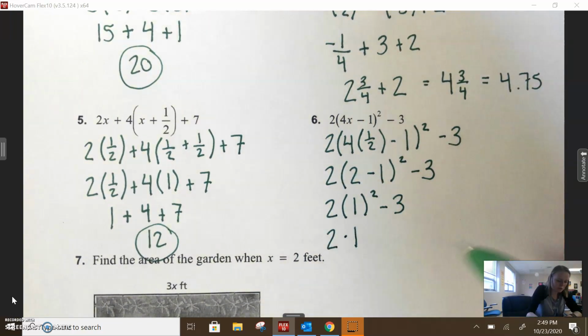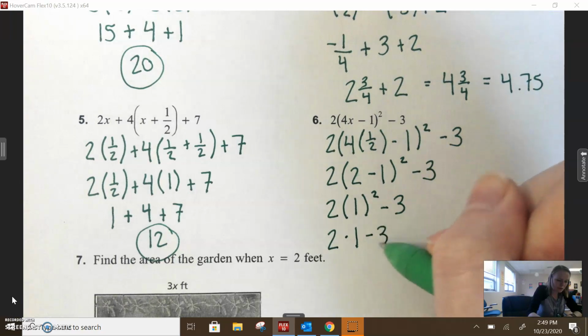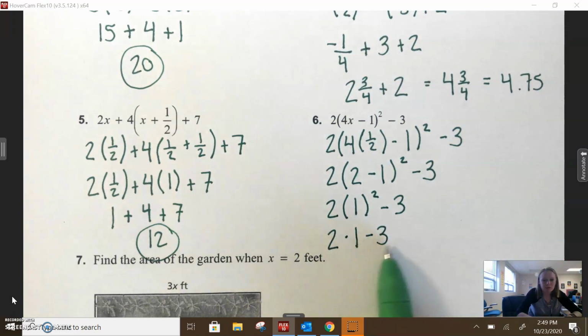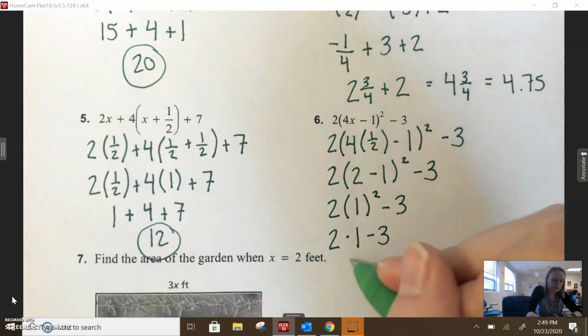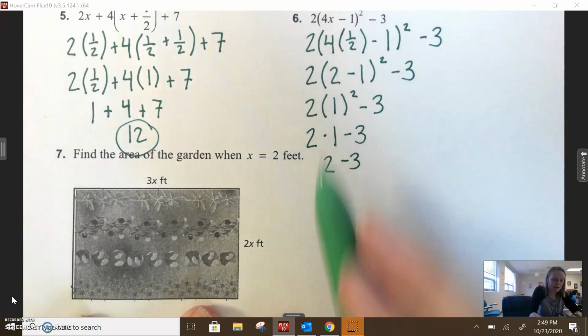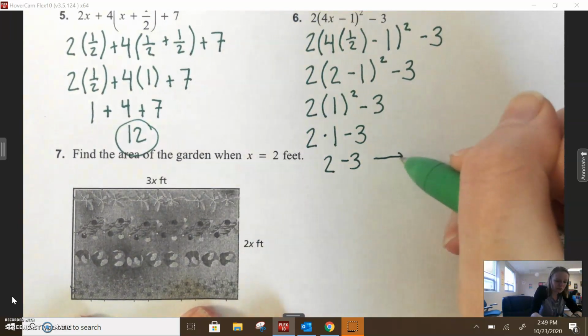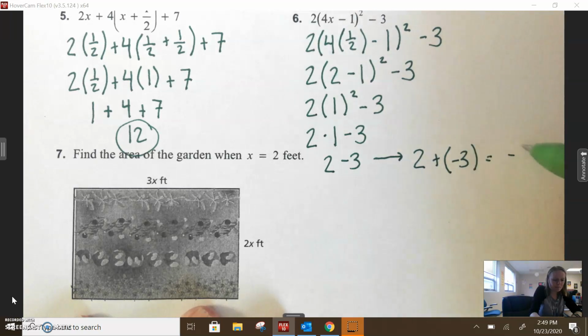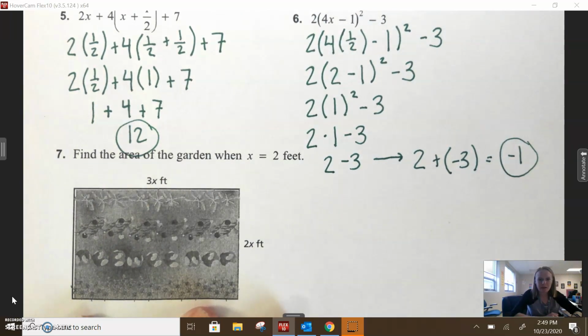I have my 2 in the front and then subtracting 3. So multiplication comes before subtraction, so 2 times 1 is 2. Subtract the 3. You could do keep, change if you wanted to, which would be 2 plus negative 3. But our final answer should be negative 1.